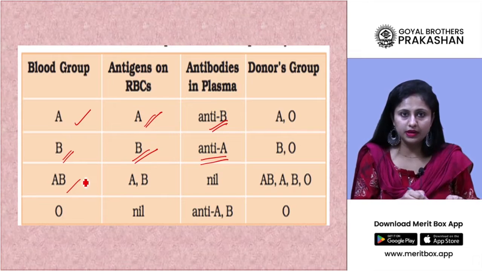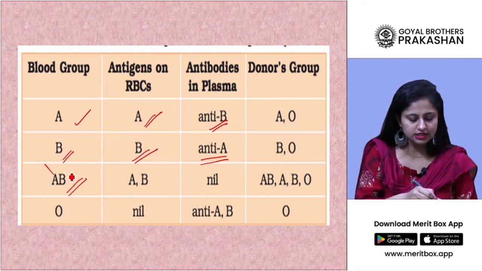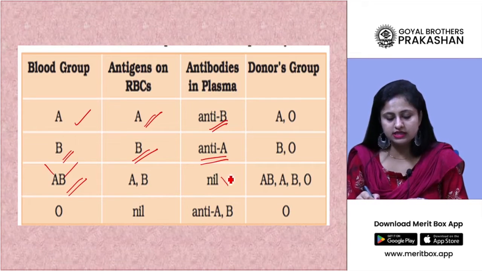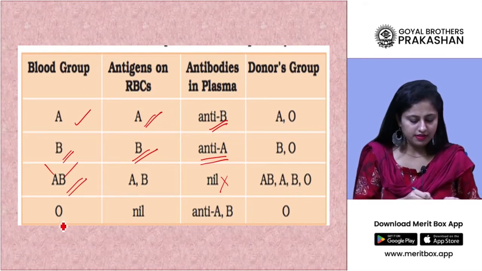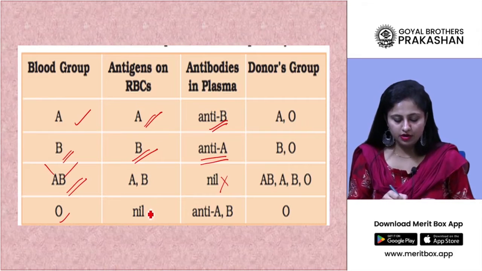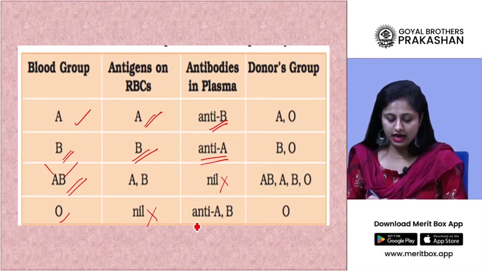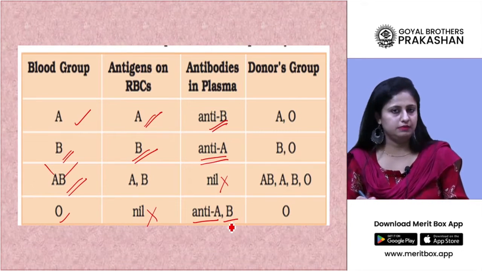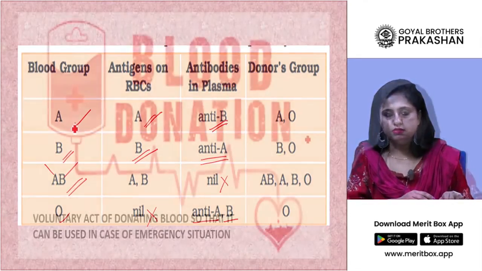Next, in blood group AB, antigens present are both A and B type. And there are no antibodies present in the plasma. Next is O blood group. In O blood group, no type of antigens are present, but anti-A and anti-B antibodies are present in plasma.